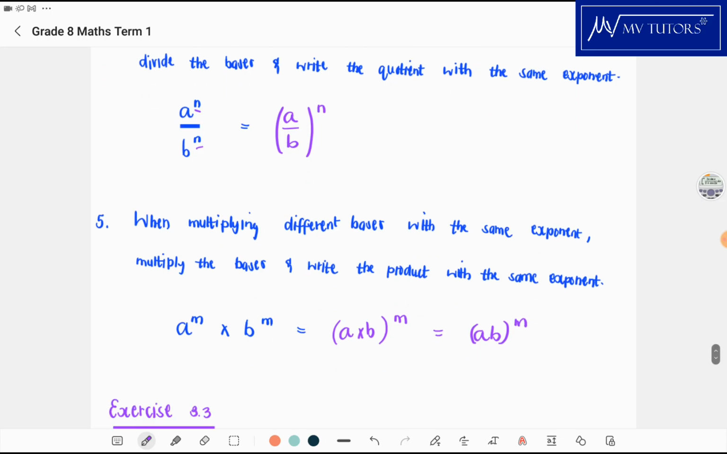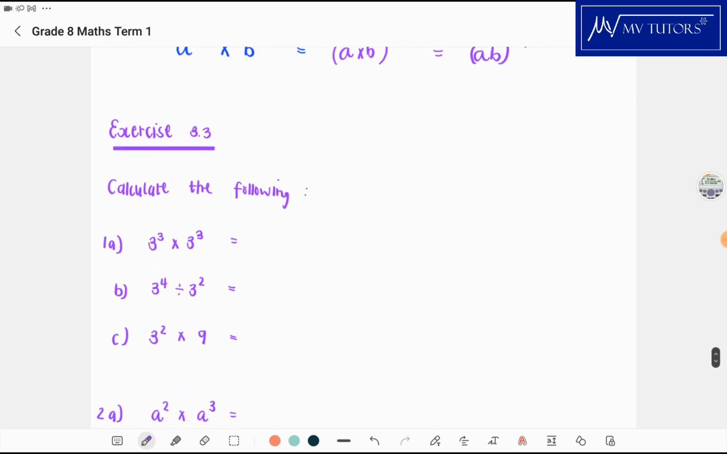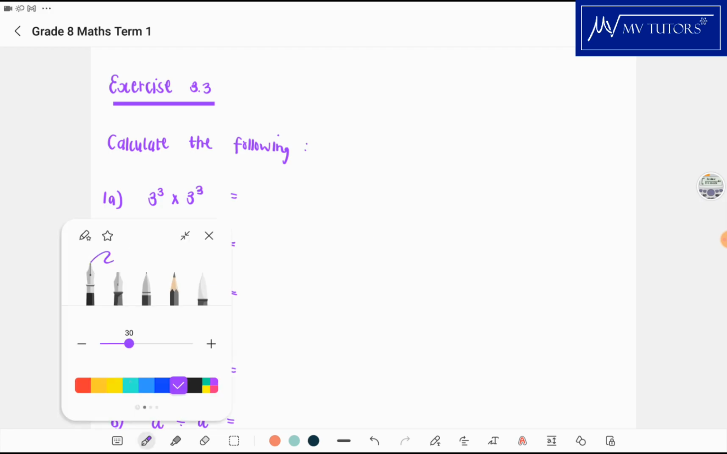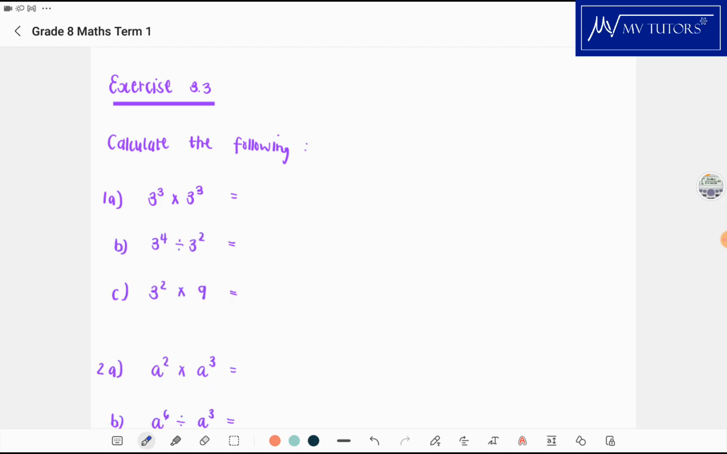So now let's look at an exercise just to practicalize what we have read and understood. Okay, so yes, exercise 3.3, calculate the following. Just going to use a different pen color. So we have the same base here. For 1a, we have 3 to the power 3 times 3 to the power 3. So we have the same base. What are we going to do to the exponents? We're going to add them.